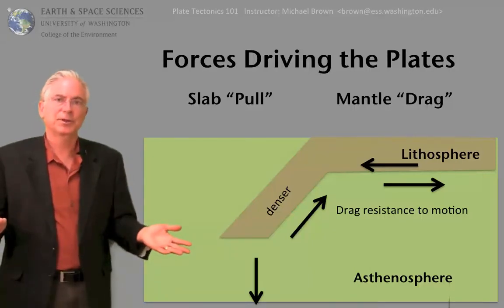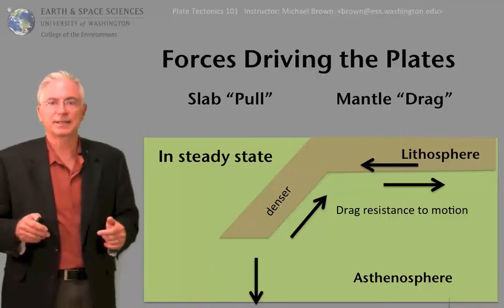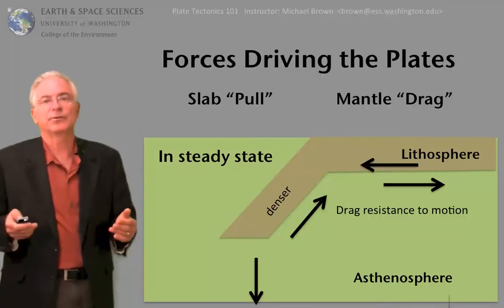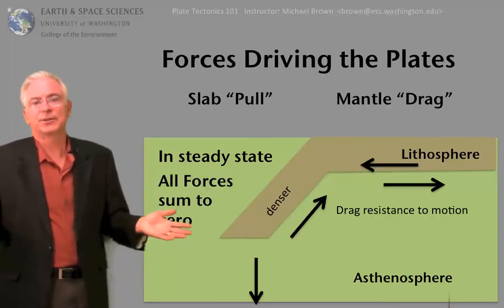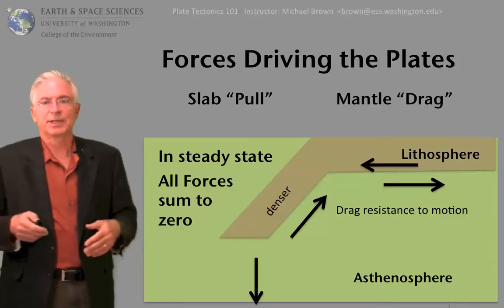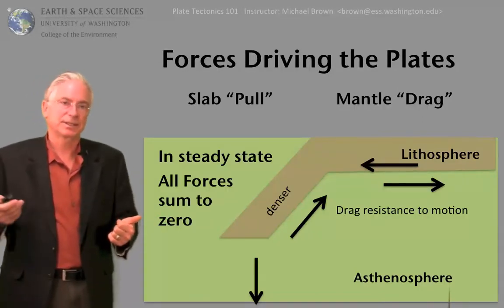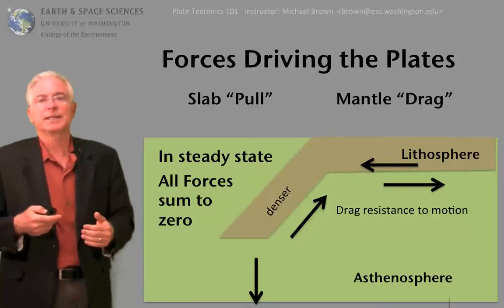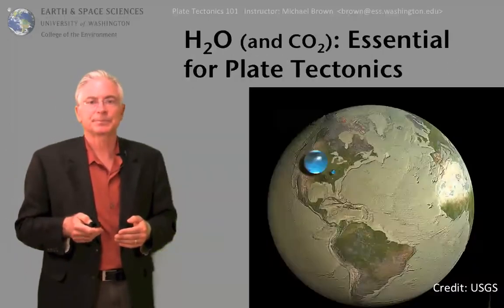So overall, there's going to be a balance of forces if things are in steady state. If plates move at a steady rate, and they seem to over very long geologic periods, then all forces need to sum to zero. So the slab pull plus ridge push, both trying to move the plate, is being retarded by mantle drag.